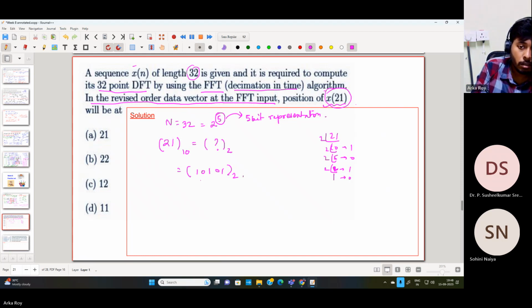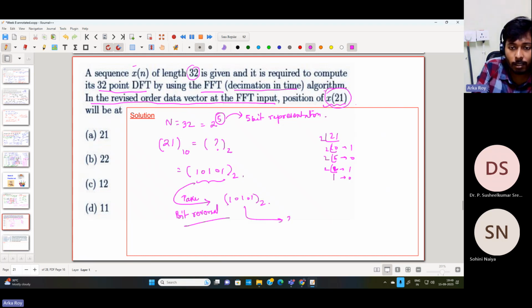Now if I take the bit reversal, I can see that this is a symmetric representation. So even if I reverse it, I will get the same thing, 10101. Effectively, this gives me the same position. At the 21st position, I will get x[21].